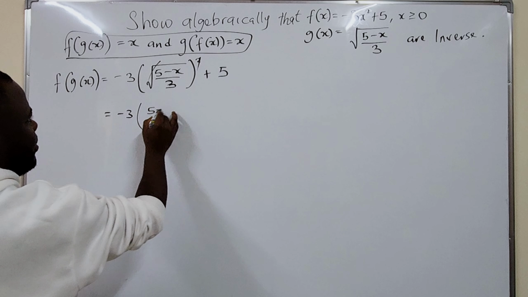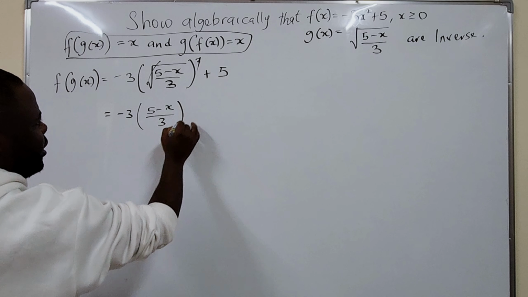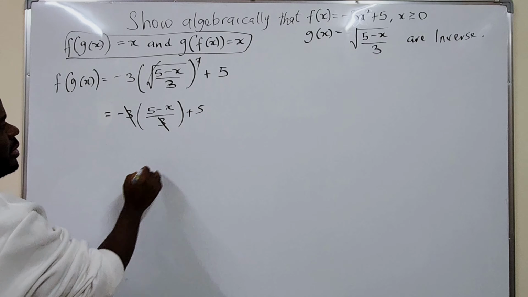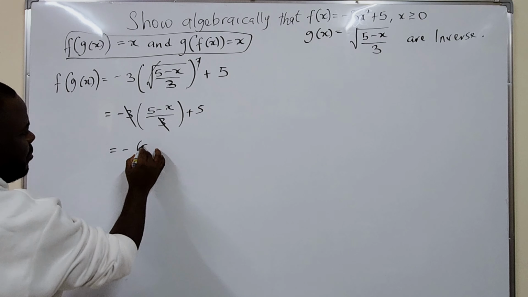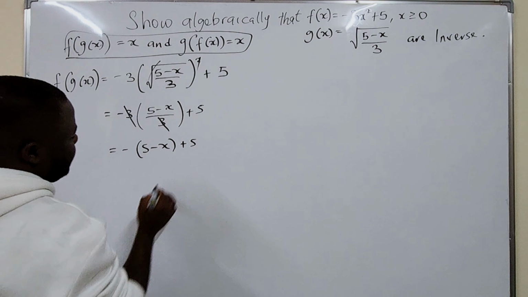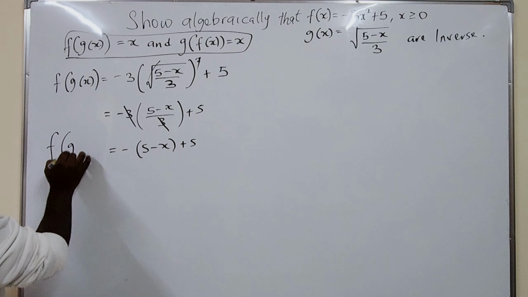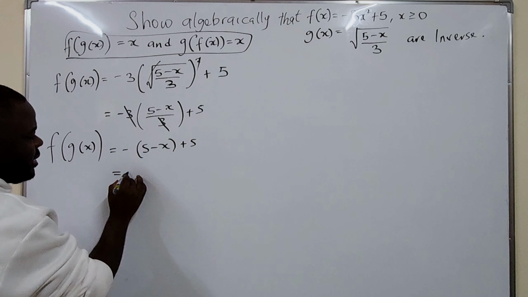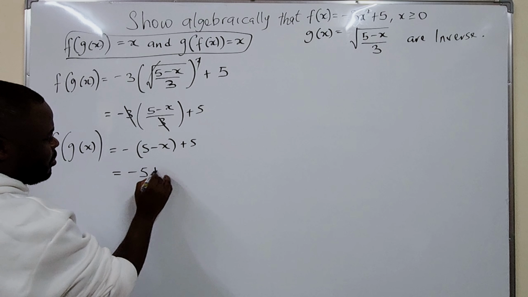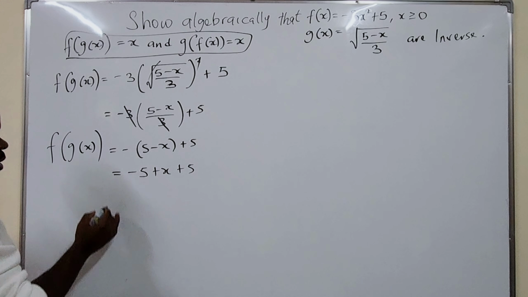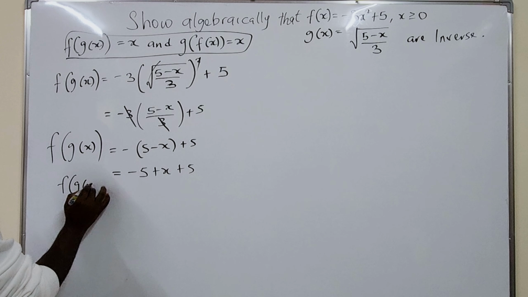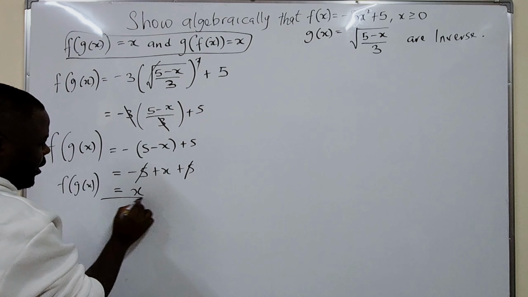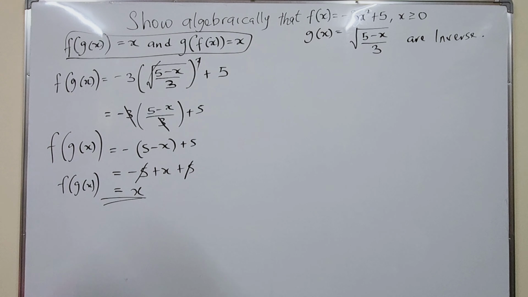So I now have (5 minus x) over 3, then plus 5. I can simplify this by cancelling the 3s. So I now have -(5 minus x) plus 5. Remember, we are still dealing with the composition of these two functions. So this is -5, x multiplied by this plus this, then plus this. So our f of g of x will now be equal to x, because this cancels this. So the first condition is met.